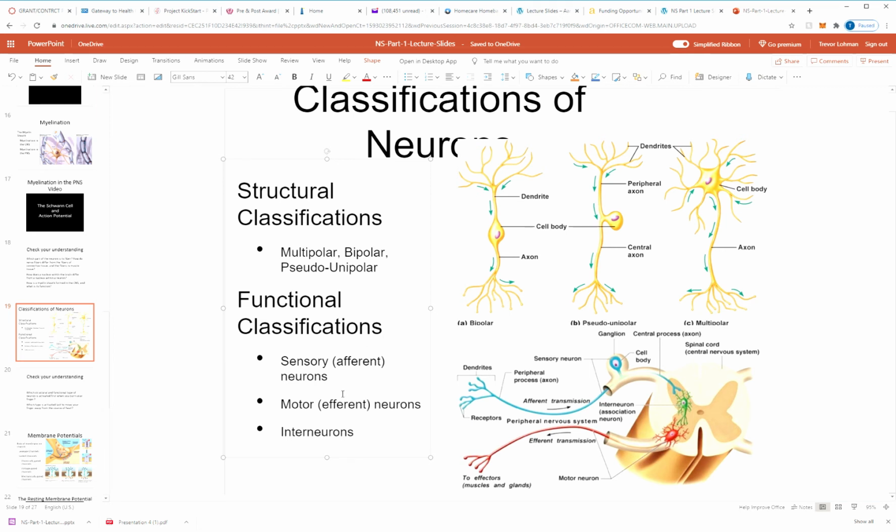Functional classifications, we have 3 as well. We have sensory neurons. This means that the impulse is carried from peripheral to central. It's carried in. Motor neurons are efferent, meaning they carry an impulse out, away from the central nervous system, out into the periphery. And then interneurons, these are neurons between 2 other neurons. In this picture, the green neuron would be an interneuron. Most of the neurons of your brain and spinal cord are interneurons. Sensory and motor neurons are actually in the periphery. They're bringing sensory information in, they're carrying motor information out.